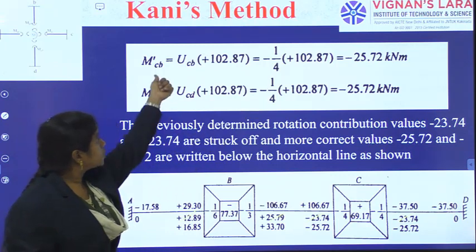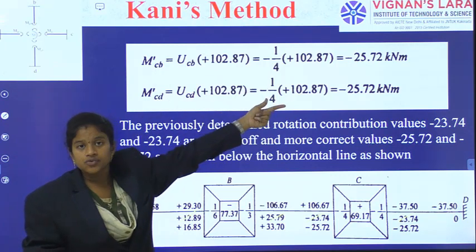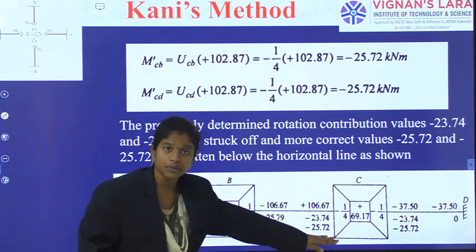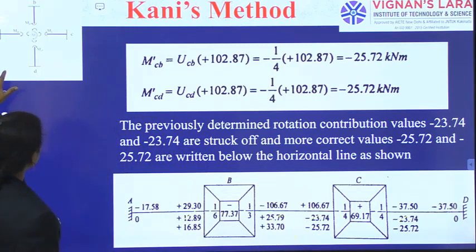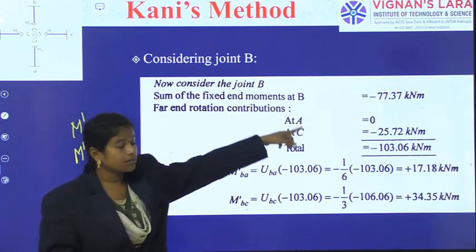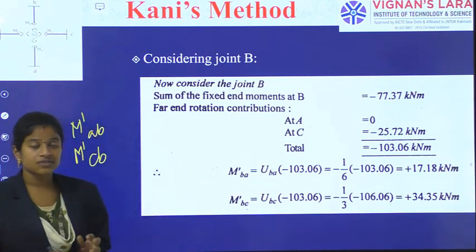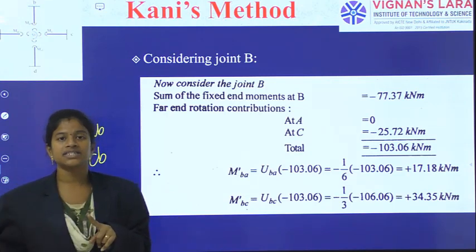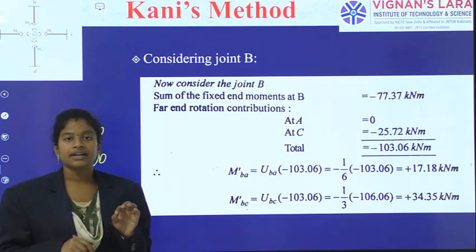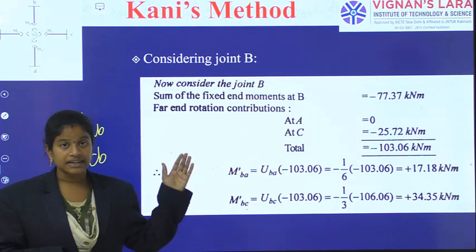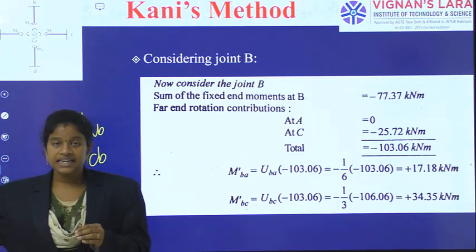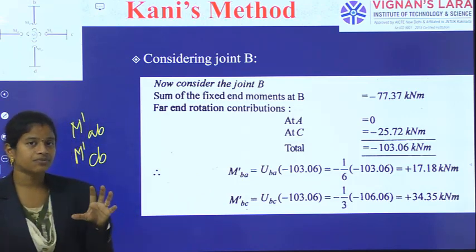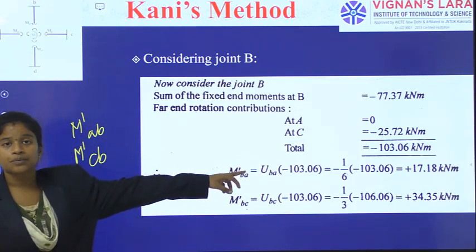At C towards B, nearly accurate is minus 25.72. So that near value I am using. This 25.72 only I am using and calculating the next joint's answer. Okay. Now summation of all these things, as it is involving fixed moment at B towards A, fixed moment at B towards C, and then far end contributions from at A towards B, at C towards B. So all these four quantities summation at a time has got some value. That value is minus 103.06.